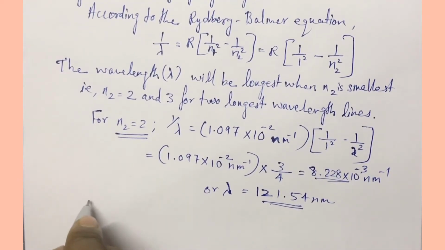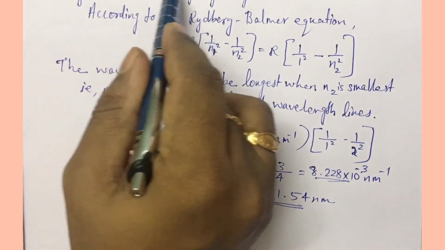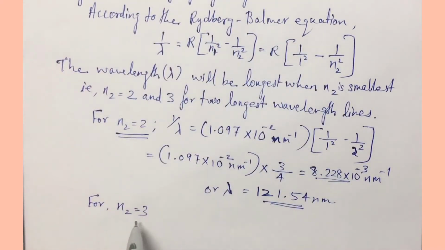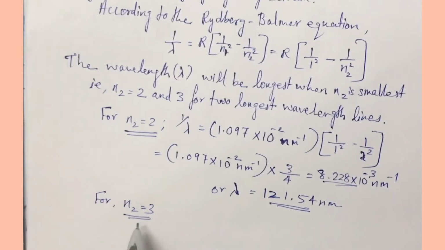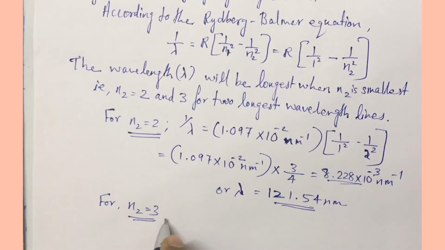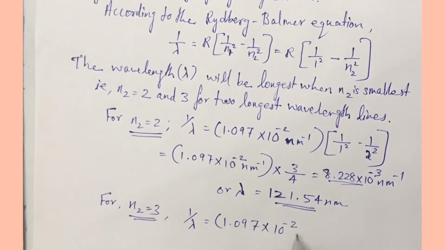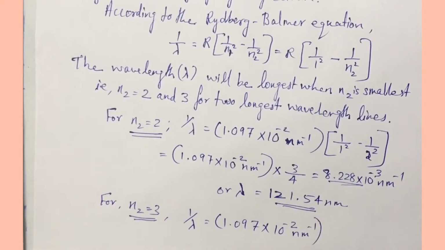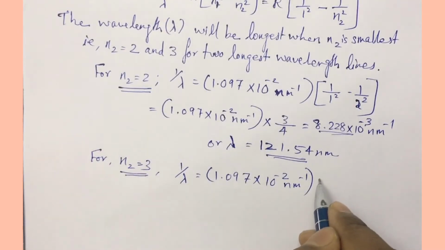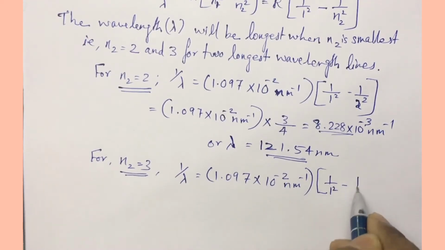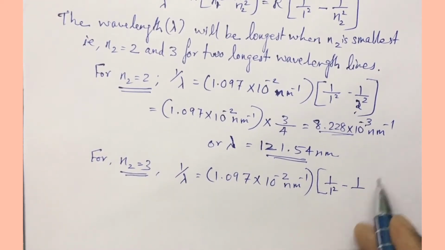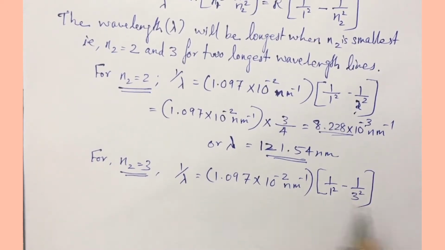Now you also have to find for n2 is equal to 3. The question is what are the two longest wavelengths, so one we have already found. Now next find out when n2 is equal to 3. That is 1 by lambda is equal to, put the same formula, 1.097 into 10 raised to minus 2 nm inverse into 1 by 1 square minus 1 by, instead of 2 here, you have to take 3 square.